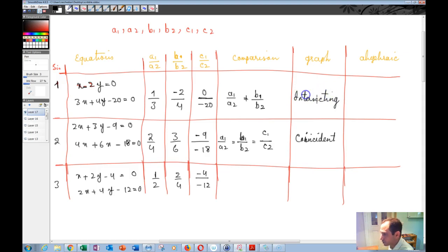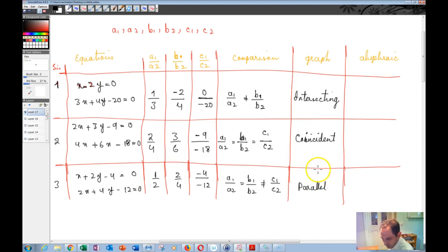The lines were intersecting, and over here you can see that this is 1/2, this is again 1/2, but this is 1/3 basically. So you see that a1 to a2 is actually equal to b1 to b2, but is not equal to c1 to c2. And here was the situation where the two lines were actually parallel lines.